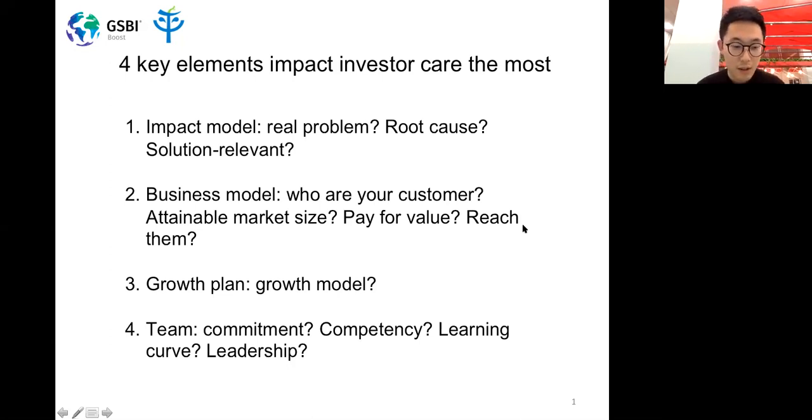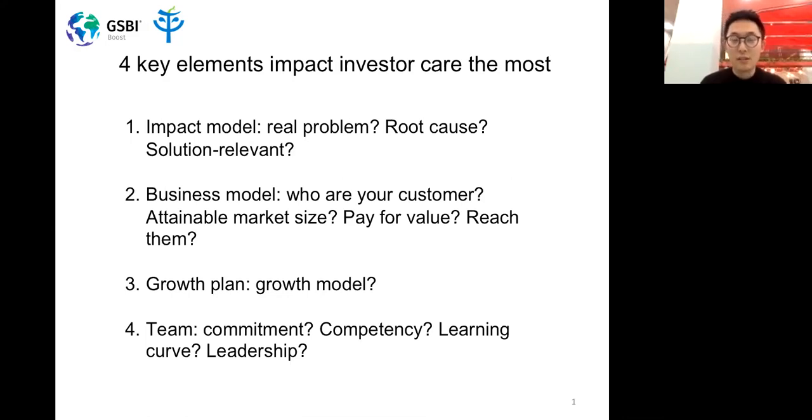So today's topic is how we can put ourselves in investors' shoes to really get to know what they care about to make a decision whether they will invest in your social venture or not. Then I will present two templates for you to refer to when you make your presentation or elevator pitch to the impact investor. To begin with, there are four key elements that impact investors care the most about. I separate them into impact model, business model, growth plan, and team profile.